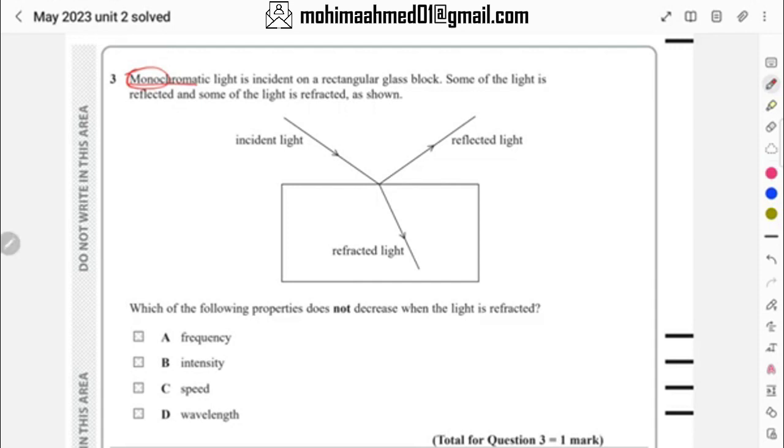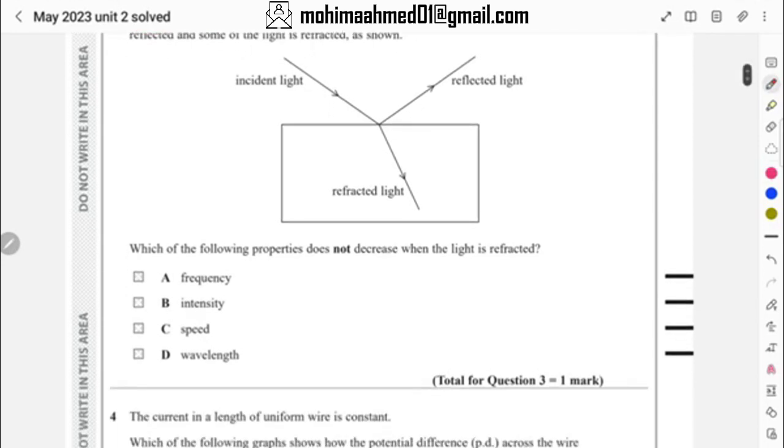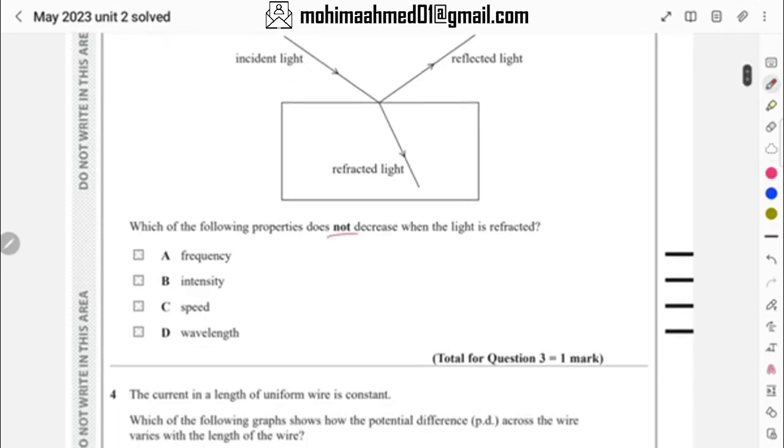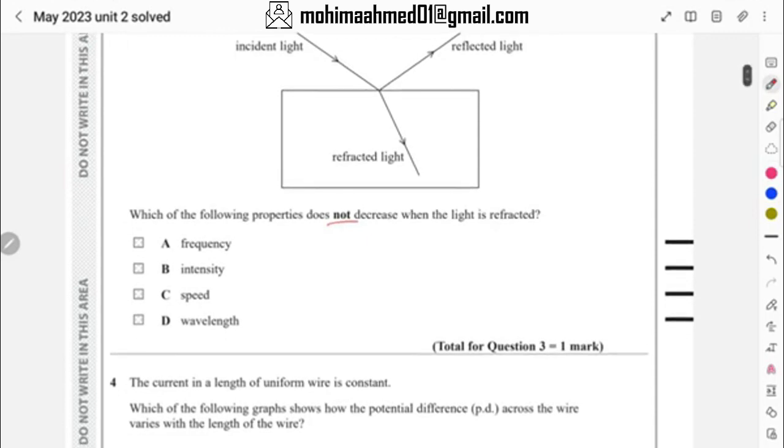Okay, so monochromatic light is incident on a rectangular glass block. Some of the light is reflected and some of the light is refracted as shown. Which of the following properties does not change when the light is refracted? Whenever the light is refracted, the speed changes, the wavelength changes, but never the frequency. So option A over here would be the correct answer.